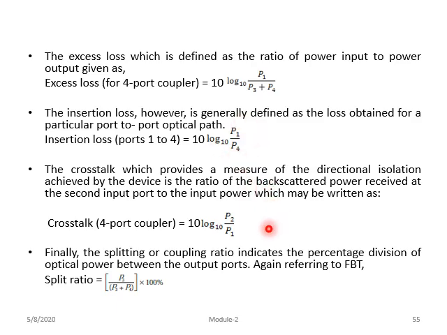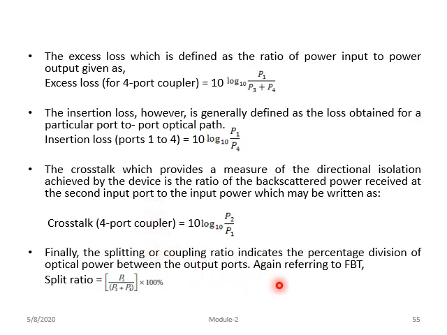Crosstalk also we can understand with respect to the measure of the directional isolation of this ratio in a 4 port coupler. Crosstalk can also be mentioned as P2 by P1. So 1 and 2 from one end, 3 and 4 to the other, crosstalk from one to another. So P2 by P1 gives the crosstalk.